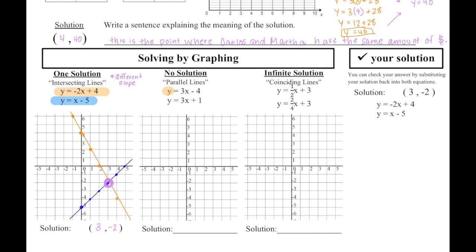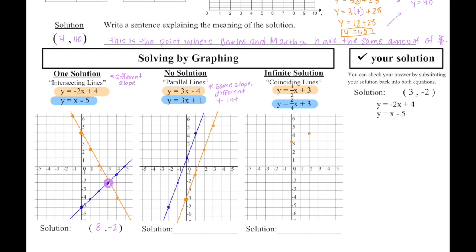Now let's see what happens when we have parallel lines. When we graph these lines, since they have the same slope, they will never intersect. So there will never be a point where the same x and y value works for both lines. That'll never happen. So a shortcut I know is that when two lines have the same slope but different y-intercepts, there is no solution.